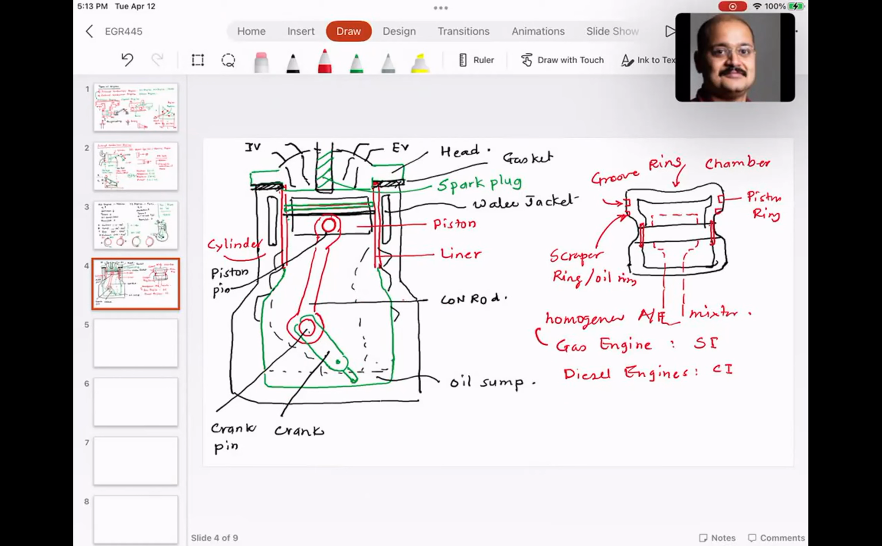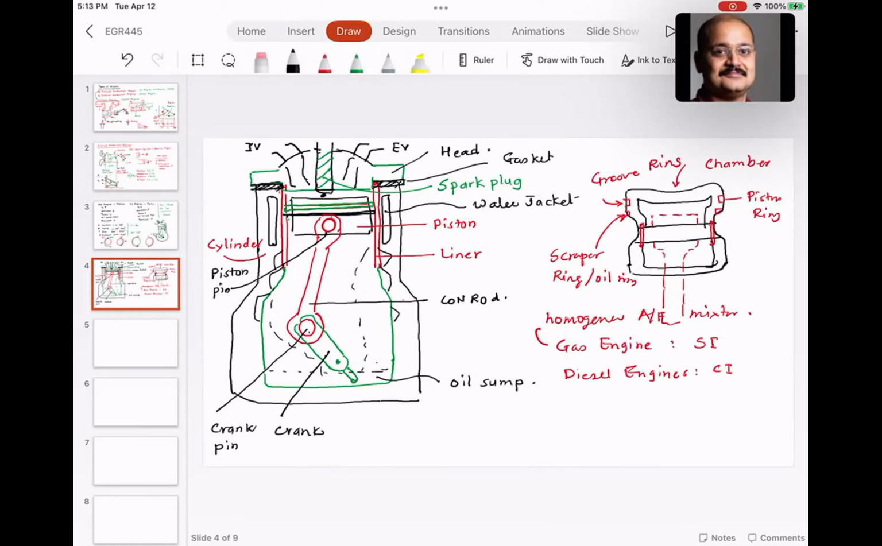Now, one thing that is important is we want the combustion to start at a particular location. We do not want spontaneous combustion inside the cylinder, because that will result in flame fronts colliding with each other.